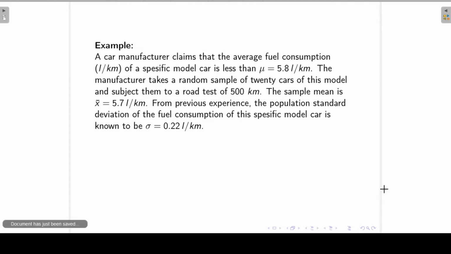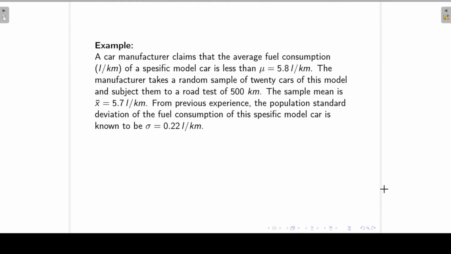Okay, welcome back. We start this lecture by revisiting the example that we did in the previous lecture. A car manufacturer claims that the average fuel consumption of a specific model car is less than 5.8 liters per kilometer. Then the manufacturer collected some evidence in the form of a sample of size 20. The sample mean was calculated as 5.7. And we can also assume the population standard deviation of 0.22.